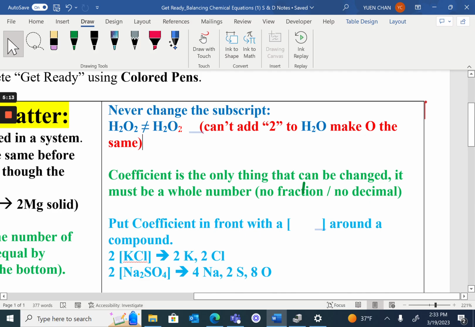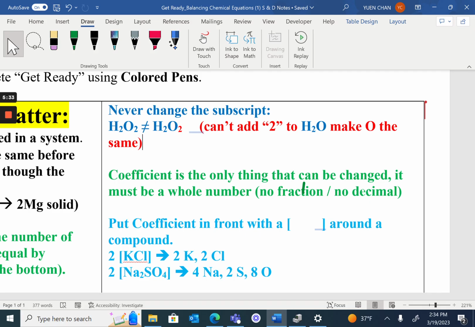You cannot put the 2 there to try to make the oxygen balance, because you're changing the water to be hydrogen peroxide. They're 2 different compounds. So you cannot change the subscript, right? So you cannot put any subscript number to make the balance, okay? So what can you change? Then you can only change the coefficient.